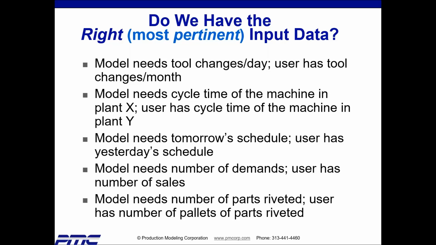Second bullet point, maybe plant X is not yet even built. So the input data will be estimated. The cycle time of the machine in the other plant down the road or in the next state may be a very useful approximation as a preliminary estimate. But the fact that it is an estimate should be documented.